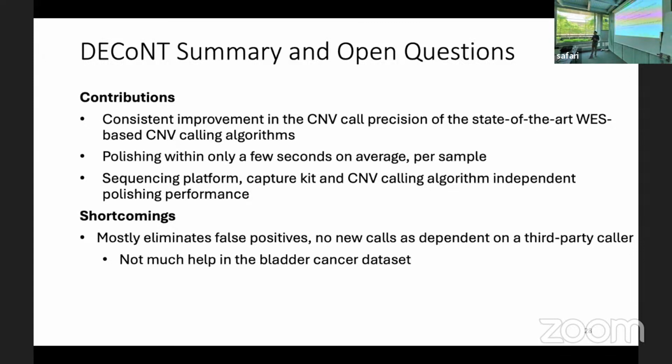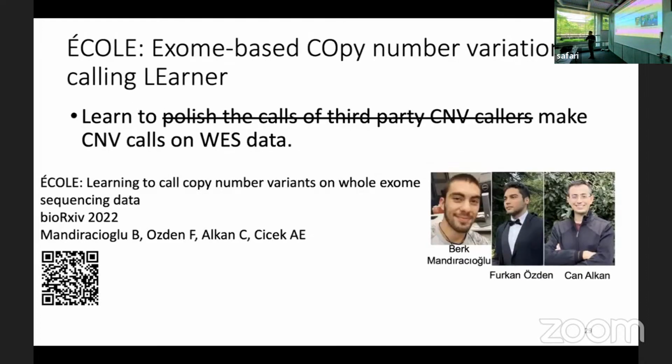But shortcomings: we mostly eliminate false positives, so we rarely make new calls. And we cannot make calls if there is no call by the underlying algorithm at this region. So this is a big restriction. For instance, it didn't provide much help in the cancer dataset. Still low performance on the human expert call set. So these were the two limitations, which led us to go to the second stage.